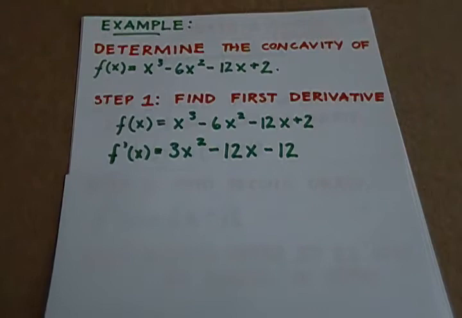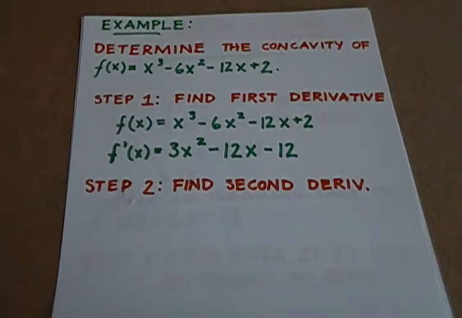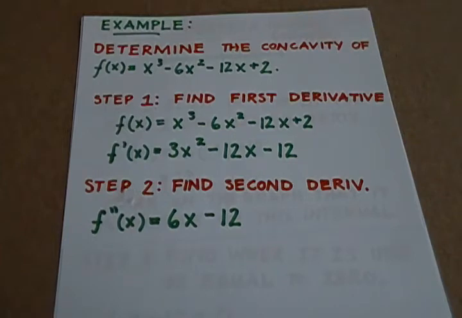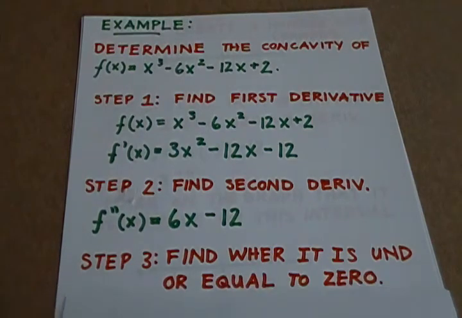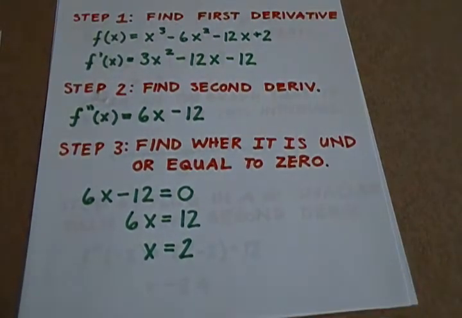The second step is very important. You need to find the second derivative. So the second derivative is f double prime of x equals 6x minus 12. In the third step, find where it is undefined or equal to 0. So we set 6x minus 12 equal to 0, and you get x equals 2.